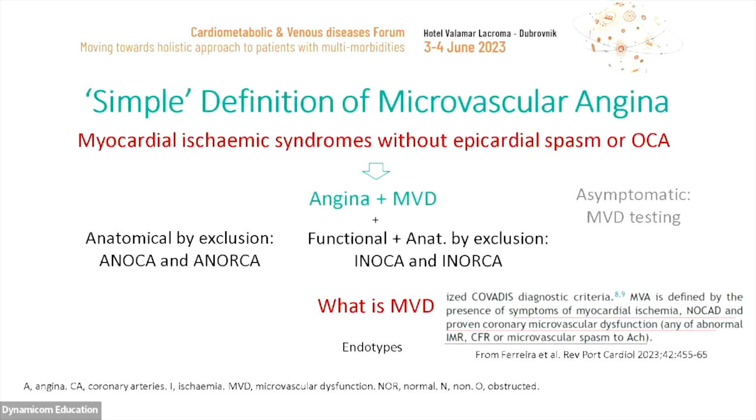And we're beginning to be a little bit, oh dear, what does IMR mean? So it's index of microvascular resistance, coronary flow, so it can be abnormal resistance, abnormal coronary flow reserve, or microvascular spasm to acetylcholine. So then you really need to go into these details to finally conclude what does the patient have or not have.